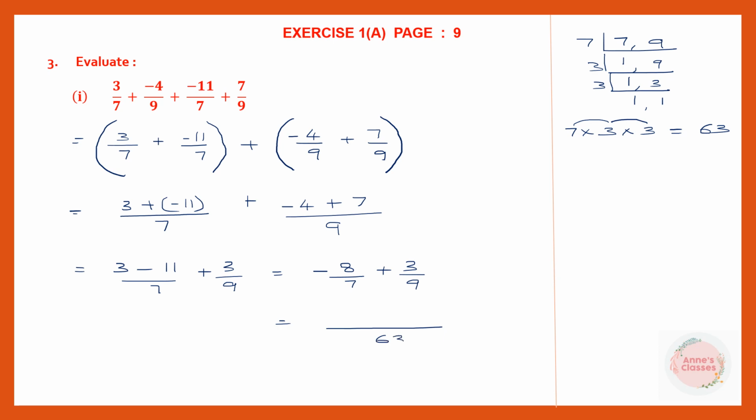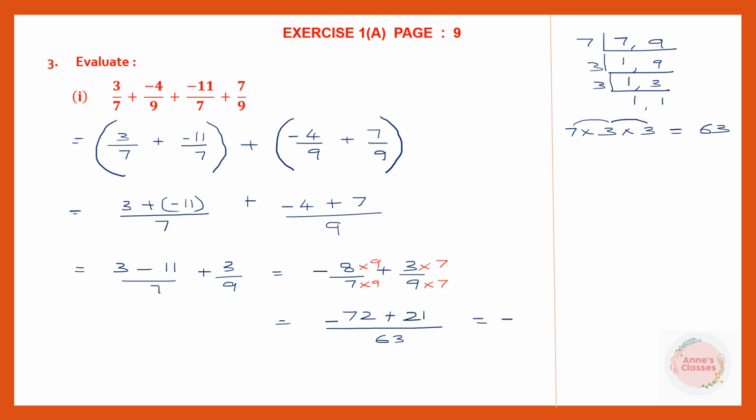Now what we normally do is we look at the first rational number here. Look at the denominator. Now 7 into what is 63? 7 9s are 63. So minus 8 into 9. So the sign is minus, 8 9s are 72. Plus go to the second rational number. Look at the denominator 9. 9 sevens are 63. So 3 into 7. 3 sevens are 21. So write 21 here. Now minus 72 plus 21.